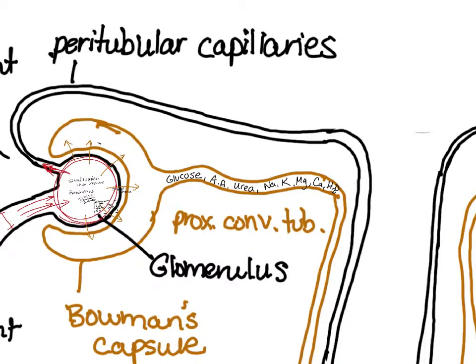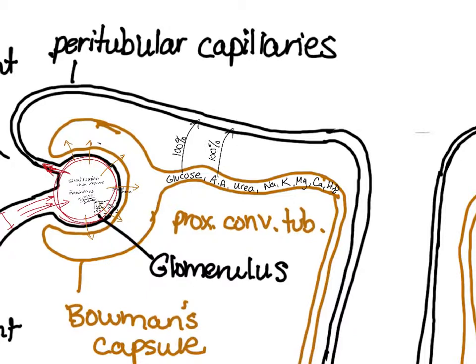We don't want that. So we need to zoom back in here to the proximal convoluted tubule, and what's happening here is that we have pumping and passive transport of particular substances. Glucose and amino acids and small proteins are getting actively pumped back into the peritubular capillaries. That way we don't lose them, and close to 100% gets actively pumped back.